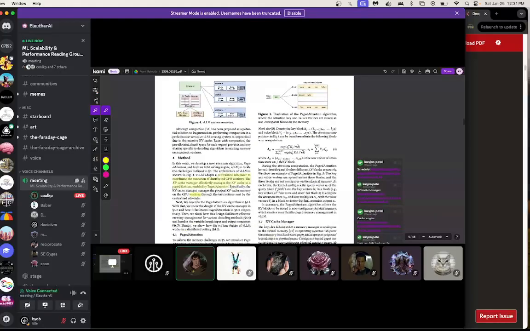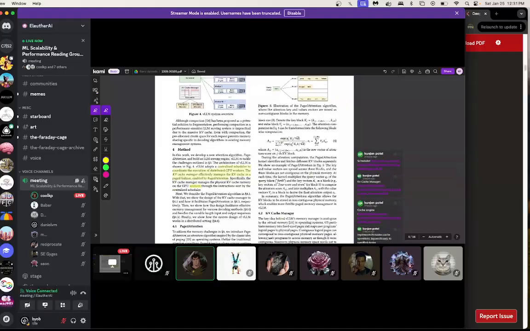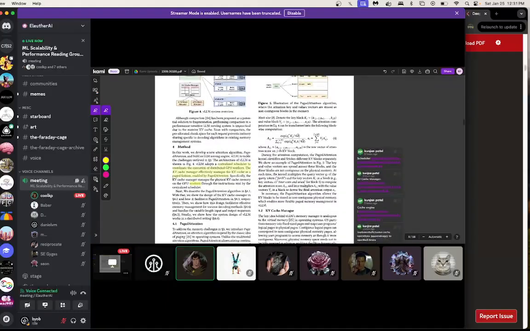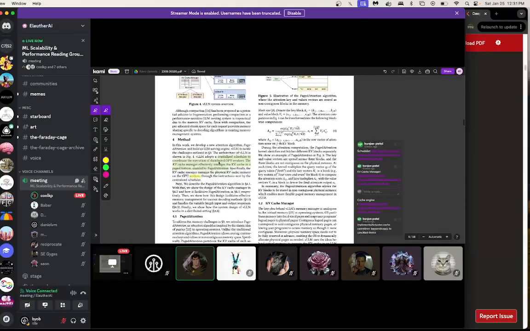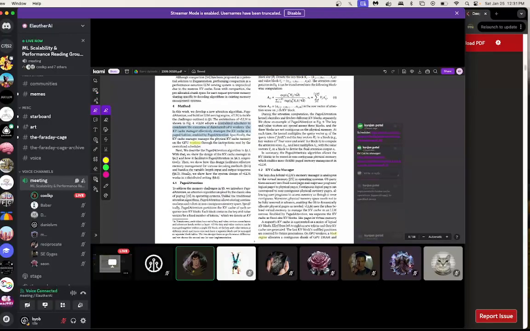Here they go into their methodology of how they implement PagedAttention, which basically kickstarted this LLM serving engine vLLM, which is actually one of the most popular ones out there. vLLM adopts a centralized scheduler to coordinate the execution of the GPU workers. The KV cache manager effectively manages the KV cache in a paged fashion, enabled by PagedAttention.